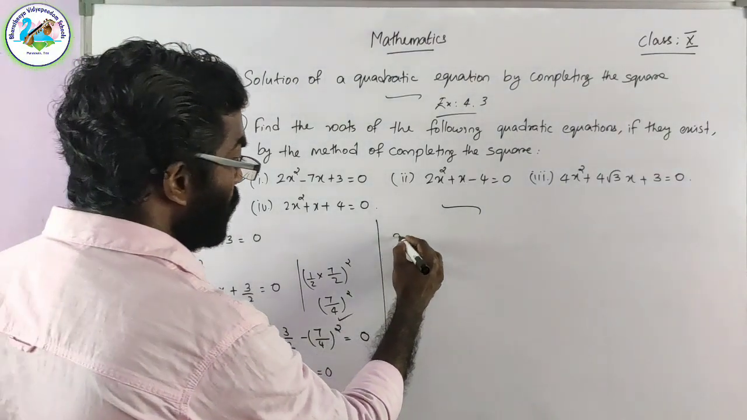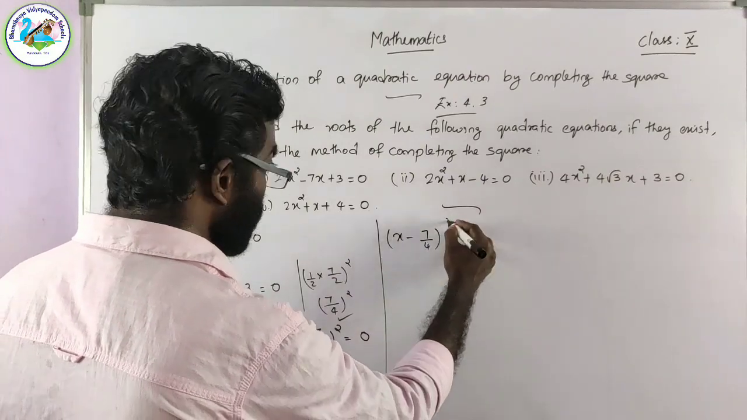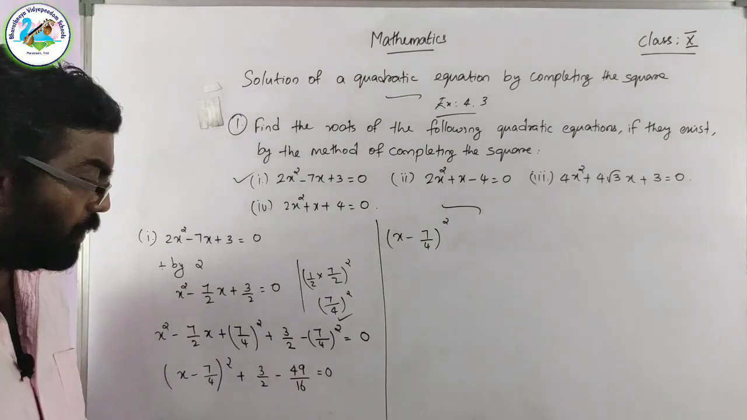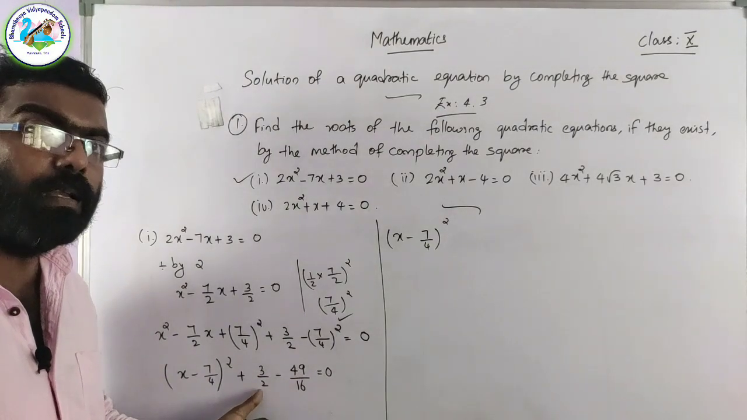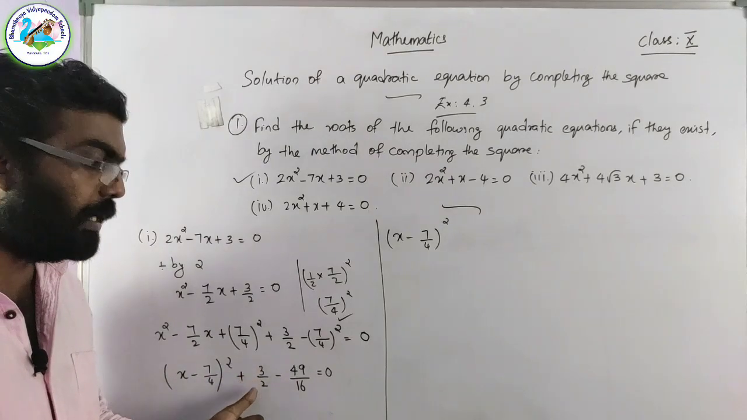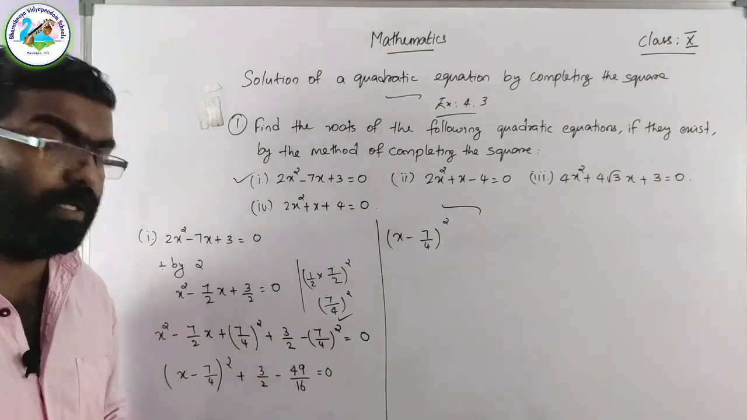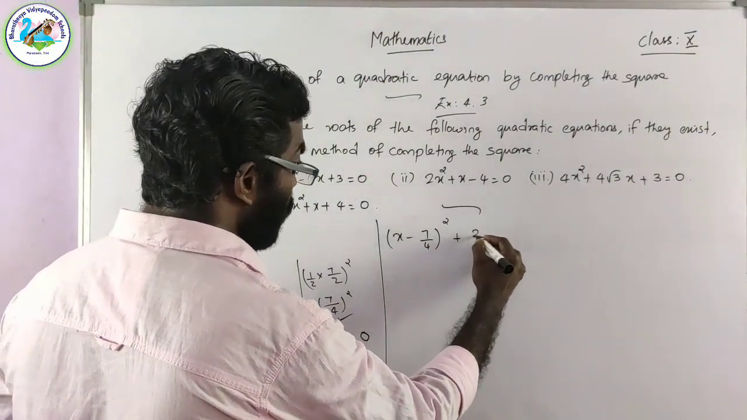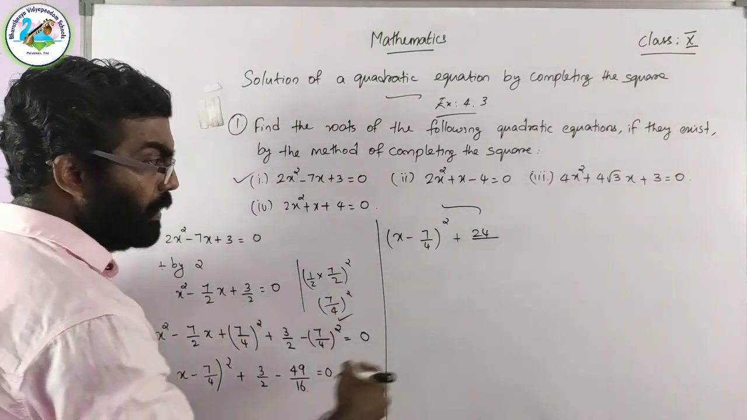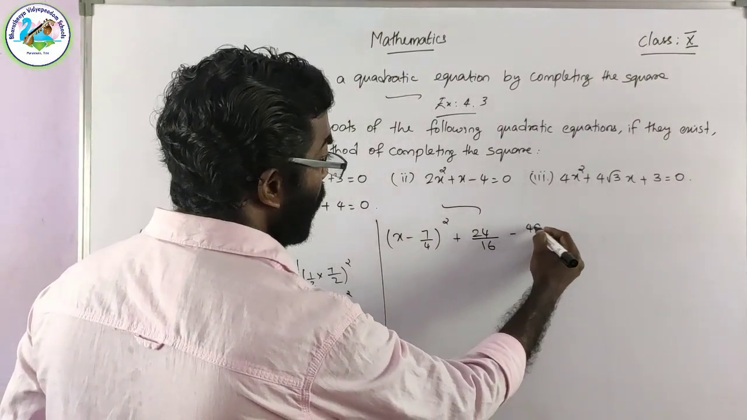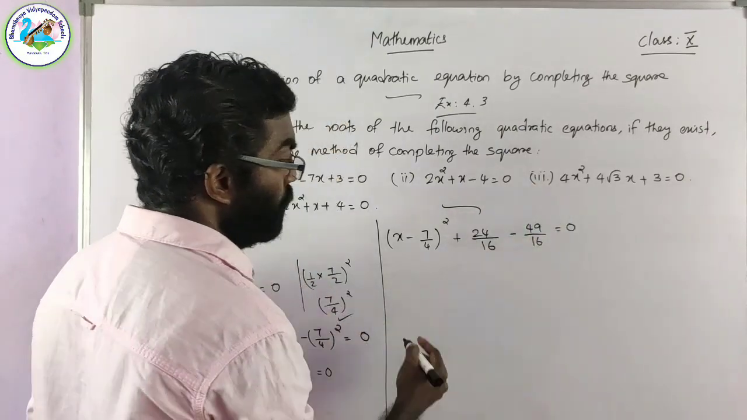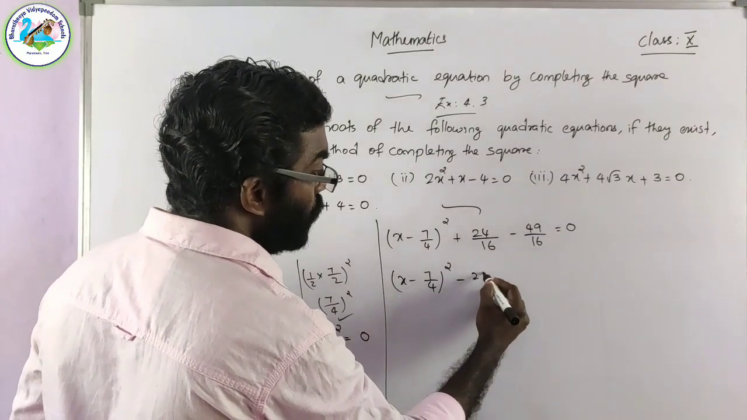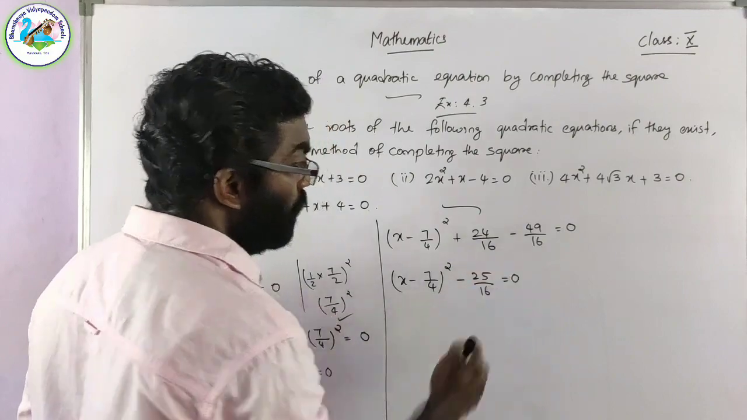So x minus 7 by 4 the whole square. Here the first fraction is 3 by 2 and the second one is minus 49 by 16. In order to make the denominator of the first one 16, we multiply both numerator and denominator of this fraction by 8. 2 into 8, 16. So it becomes 3 8s are 24 divided by 2 8s are 16, then minus 49 by 16, which is equal to 0. So x minus 7 by 4 the whole square minus 25 divided by 16 is equal to 0.